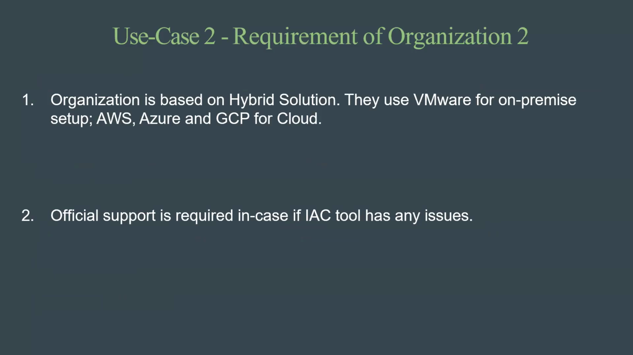The second requirement, organization two: the organization is based on a hybrid solution. They use VMware for on-premise setup and AWS, Azure, and GCP for the cloud. So official support is required in case an IaC tool has any issue.